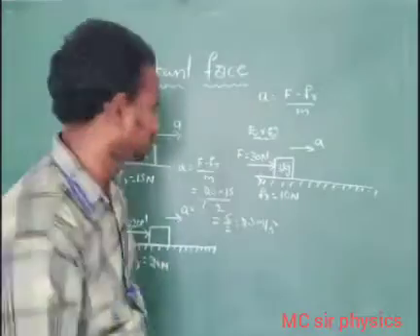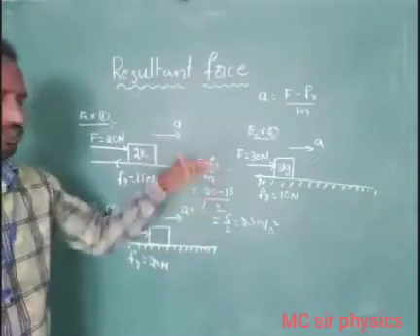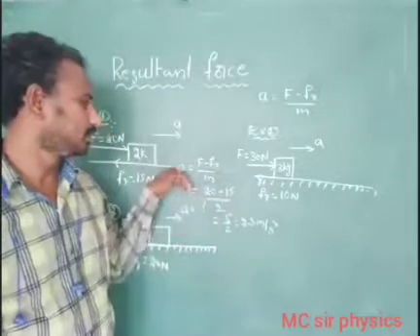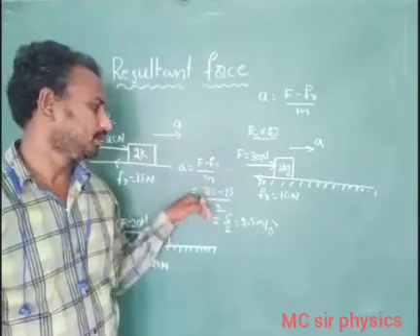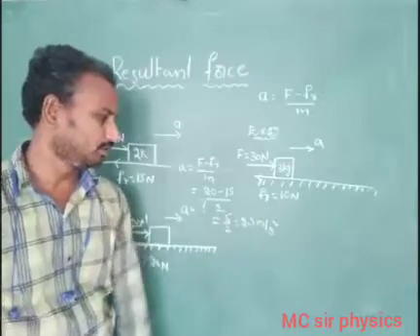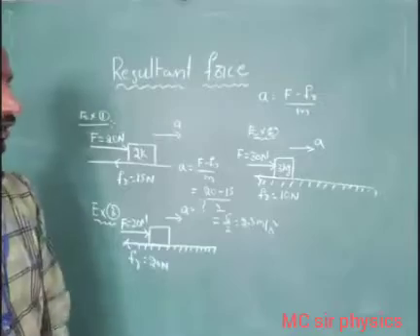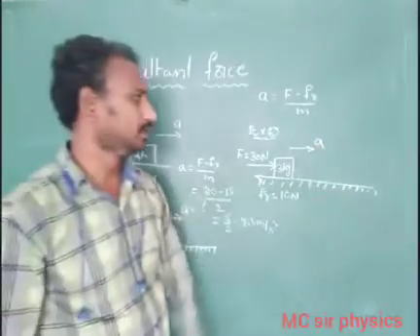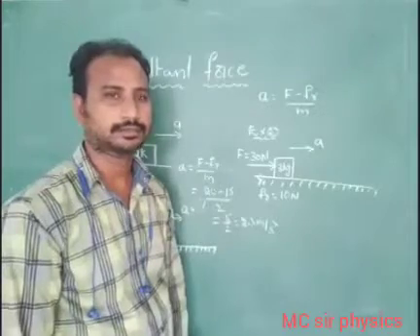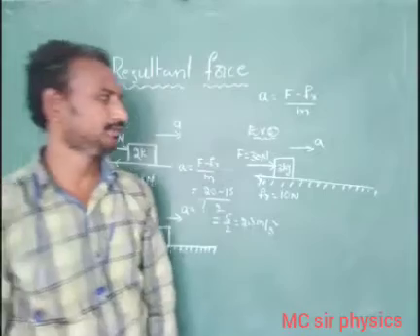This is a very easy problem, but we have to simplify it stepwise. So acceleration a equal to F minus Fr by m, equal to 20 minus 15 by 2, equal to 5 by 2, equal to 2.5 meter per second square. Next, we have to find out the second condition. What is the resultant acceleration? You have to say the answer.